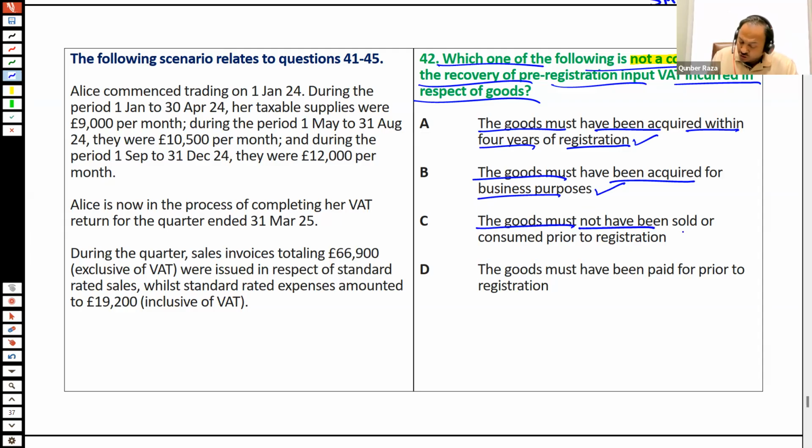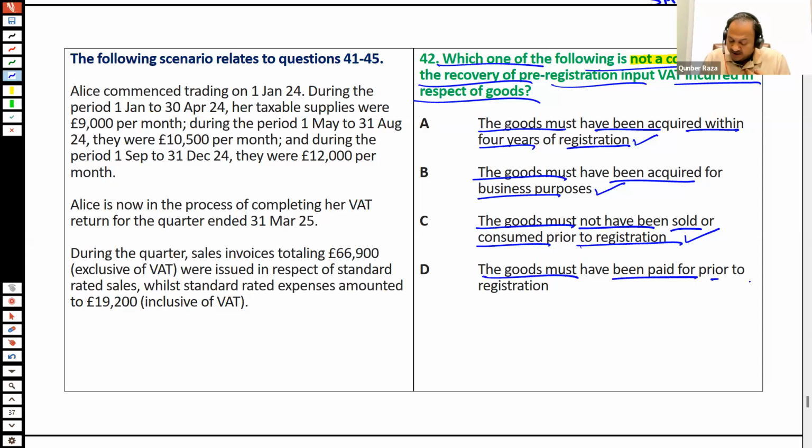The goods must not have been sold or consumed prior to registration. That shows that it exists at the time of registration date, right? Because if you have sold it, it does not exist at the time of registration date. You cannot recover input VAT on that.